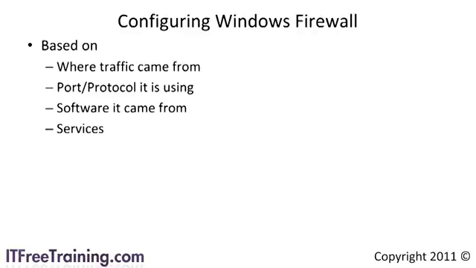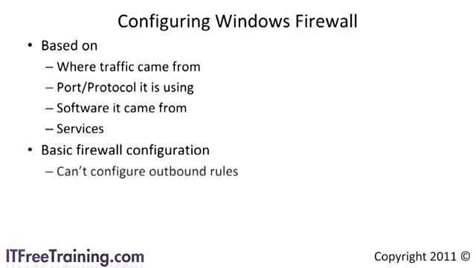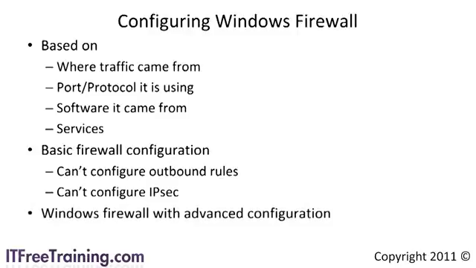In order to configure Windows Firewall, you need to use one of the following two tools. The first is the Basic Firewall Configuration tool, which is available through the control panel. If you are not doing anything too complex with your firewall, this tool works well. With the control panel, you can't perform advanced actions like configure output files or configure IPsec connections. If you want to perform more complex tasks, you can use Windows Firewall with advanced configuration.